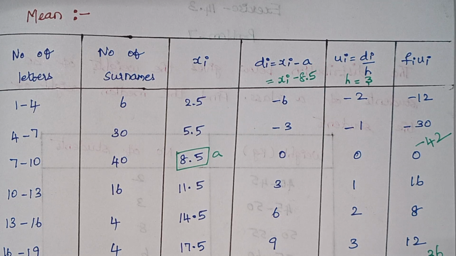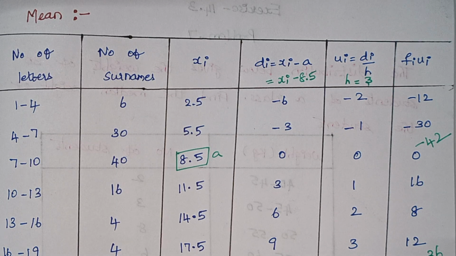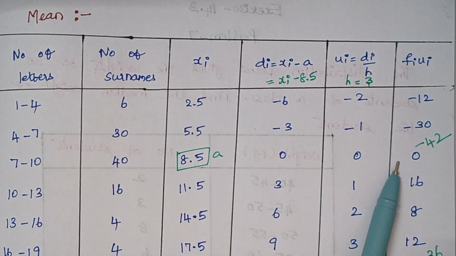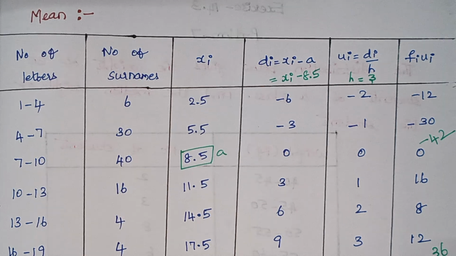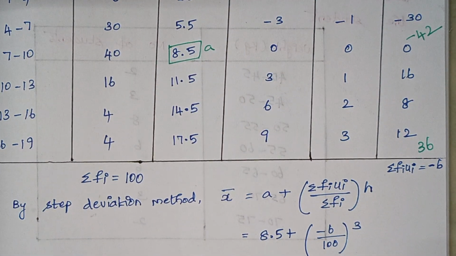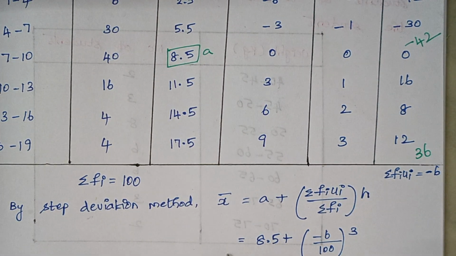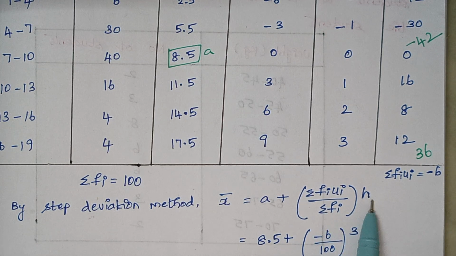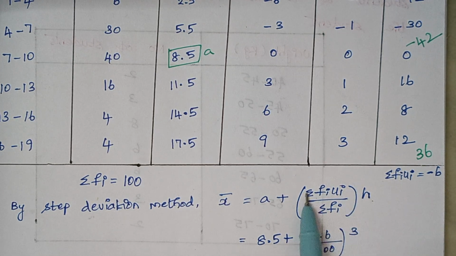The next one is calculating the value of mean. So how to find the value of mean? Here again we are using the step deviation method. So the step deviation method has 6 columns. The first 2 columns are given in the problem and the rest 4 we have to frame. So we will go back to the formula. By the step deviation method the formula is a plus summation of fi ui by summation of fi into h. So here we need fi ui.